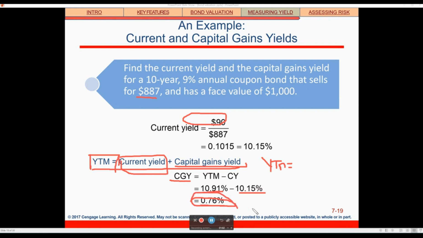So if you have the yield to maturity, you can actually compute the current yield and capital gain yield, because you also have the coupon. Then you can compute your current yield, remove your current yield from your yield to maturity, and compute your capital gain yield. So these are the types of yield that you will have if you have a bond.